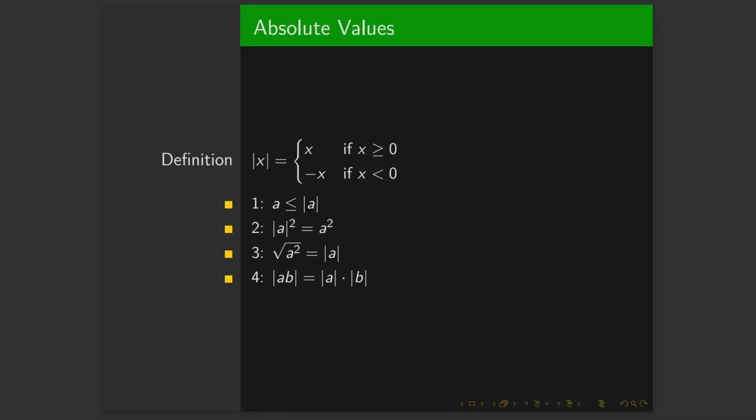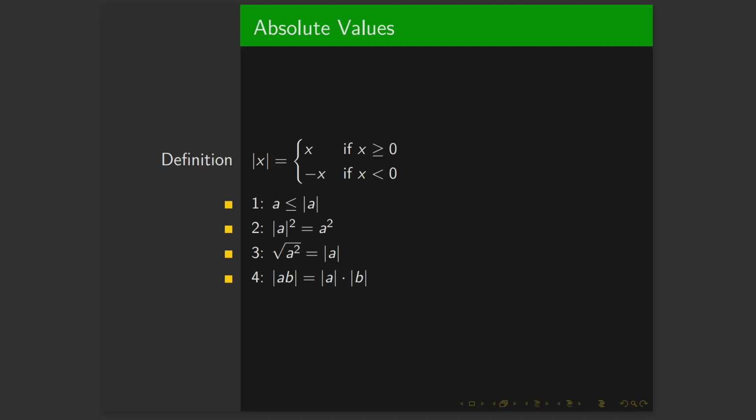But we need some rules on how to handle these absolute values. Because if we don't know how to use absolute values, how are we going to handle the inequality, right? So the first is that a is less than or equal to the absolute value of a. 2, the absolute value of a squared is equal to a squared. 3, the square root of a squared is the absolute value of a. And 4, the absolute value of a times b is actually the same as the absolute value of a times the absolute value of b. If none of these make sense, then just think about why these would be true, right?